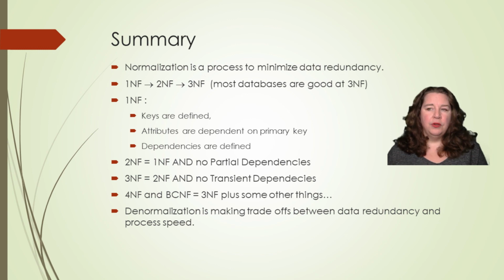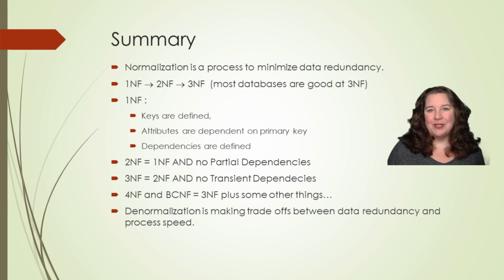normal form. First normal form, you define your keys, define your dependencies, and make sure that all your attributes are dependent upon your primary key. Second normal form is first normal form, but get rid of those partial dependencies. Third normal form is second normal form, but get rid of the transitive dependencies. And then fourth and Boyce-Codd normal form are third normal form plus a little bit more. But we do denormalize, which is making your trade-offs between your data's redundancy and your processing speed.